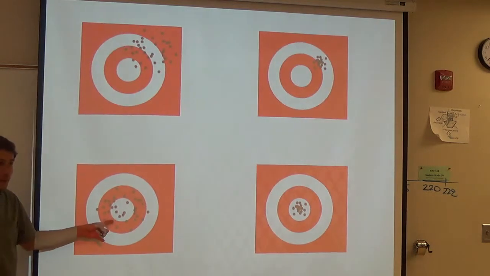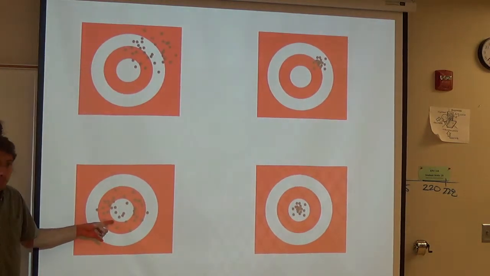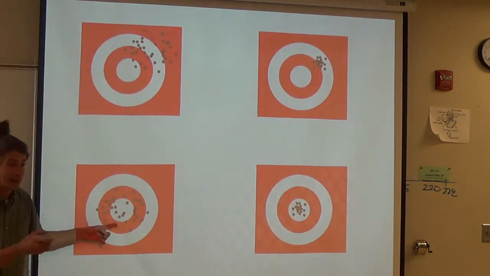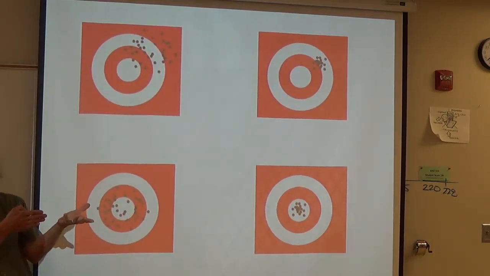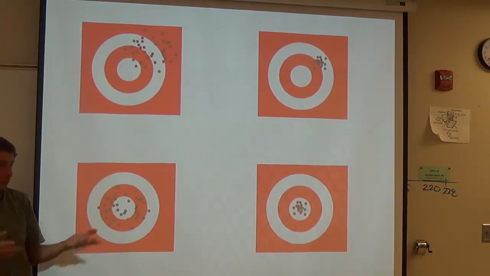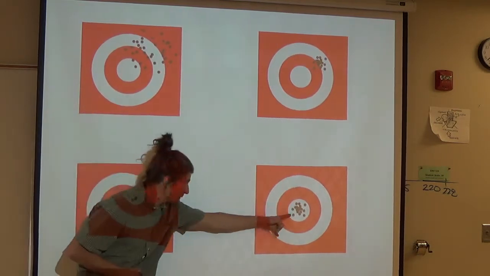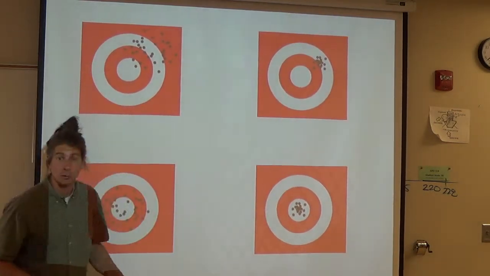This one here, how do you fix this? Practice, right, Eric? Practice more. You're obviously sighted correctly. You're just missing it too much, or there's wind or something like that. How do you improve this? I guess probably shoot more too, get even tighter.